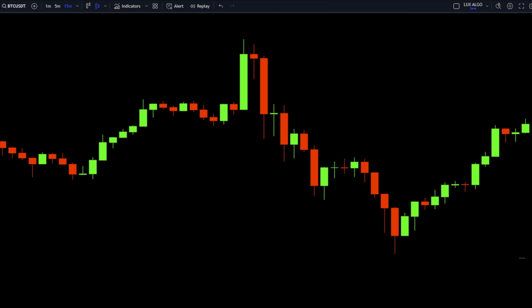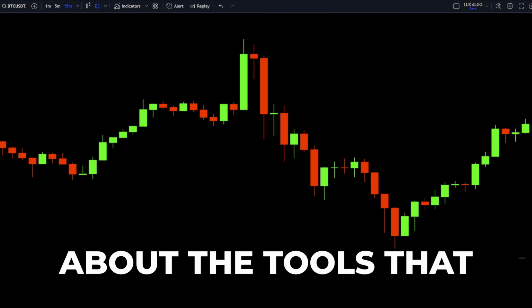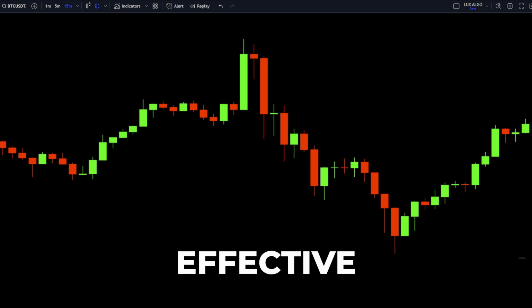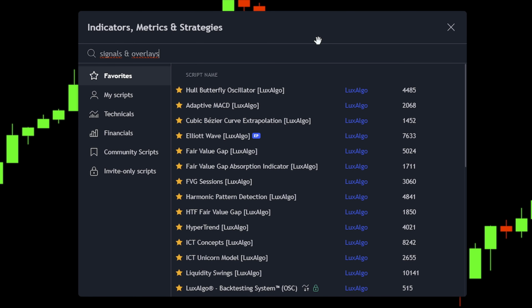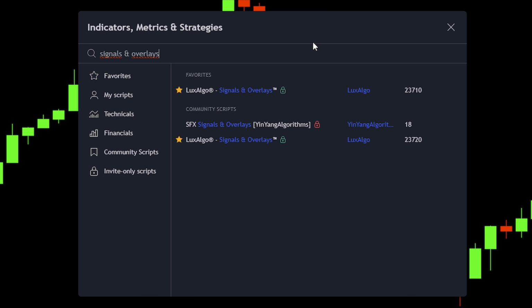Now that we understand the logic behind our trading decisions, let's open up a clean chart and learn all about the tools that make this strategy so effective. To add the first indicator, click on the Indicators tab and search for LuxAlgo Signals and Overlays. It has almost 24k likes, which tells us that it's quite legit, so add that to your chart.